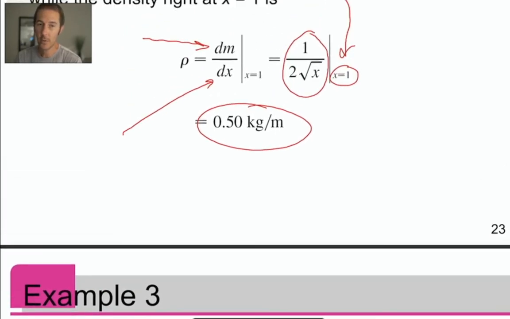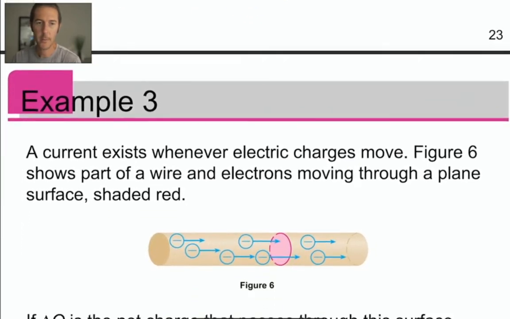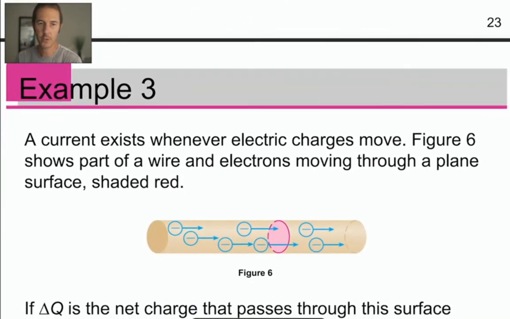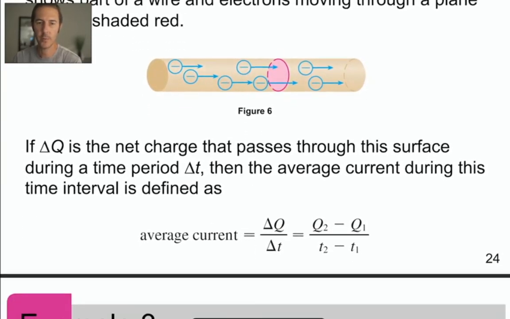And that's it for that one, but just conceptually I wanted to talk through it with you because it's weird. A number of the rest of these examples are weird also. This one is talking about electric charge moving through a wire and electrons.